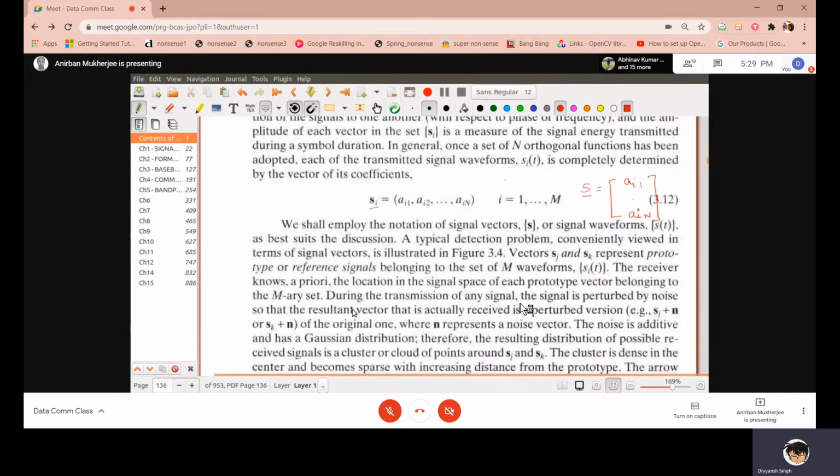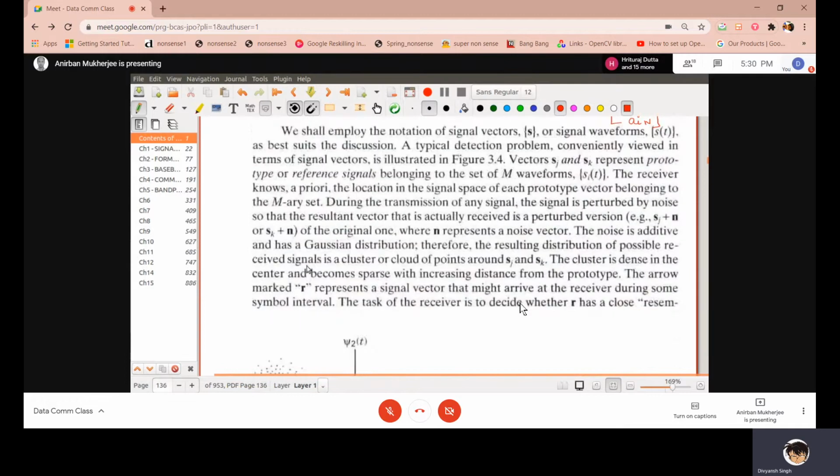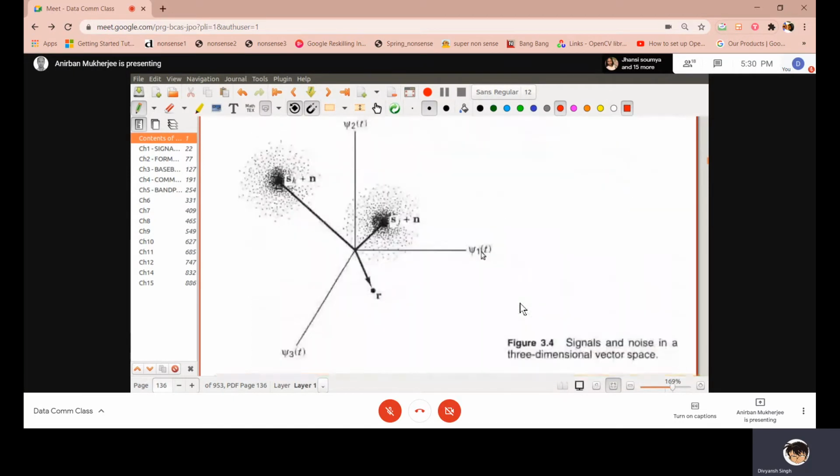Okay, during the transmission of any signal, the signal is corrupted by the noise, so that the resultant vector that is actually received is a corrupted version of Sj plus N or Sk plus N, of the original one, where N represents the noise vector. The noise is additive Gaussian, therefore the resulting distribution of the possible received signals is a cluster or cloud of points around Sj and Sk. I am coming to it. The cluster is dense in the center and becomes sparse with the increasing distance from the prototype. Now let us see what it is saying.